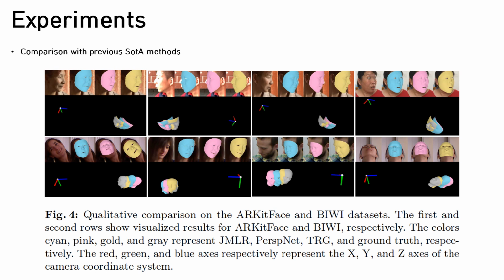The following figure visually represents the head pose estimation performance of TRG compared to existing state-of-the-art models. The gray and gold colors represent the ground truth mesh and the mesh predicted by TRG, respectively. Other colors correspond to the meshes predicted by the existing state-of-the-art models. According to the figure, TRG's face prediction is the closest to the GT face.